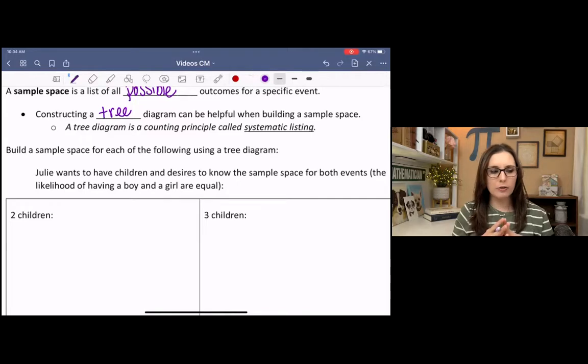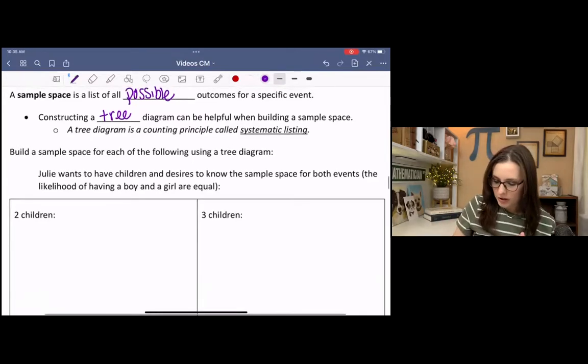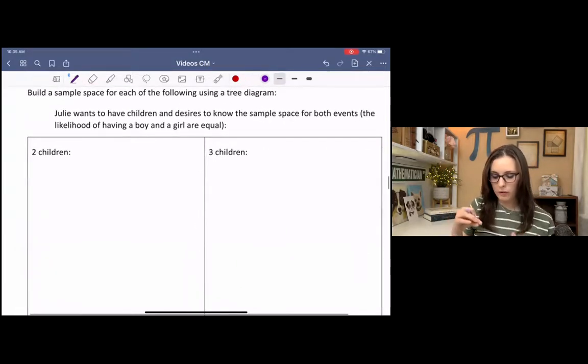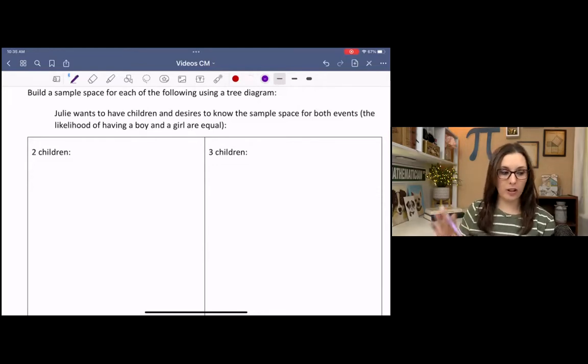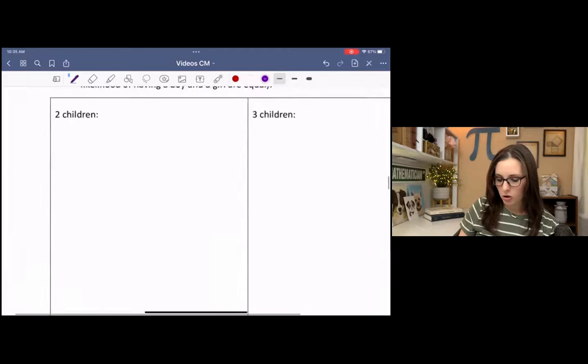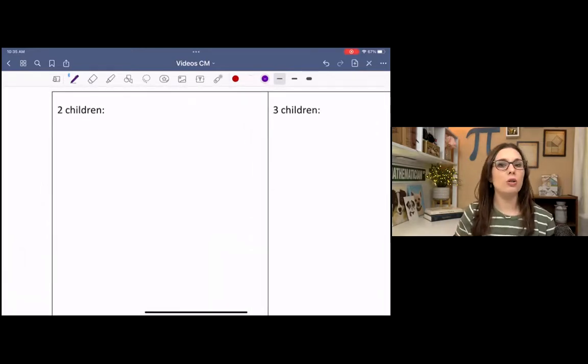It's part of a counting principle called systematic listing, which we've actually already kind of looked at when we were building sets or talking about sets. So let's build a sample space using a tree diagram for each of these events. Julie wants to have children and desires to know the sample space for both events, given that the likelihood of having a boy and girl are equally likely, so 50-50. So if she has two children, she wants to know what are the possibilities.